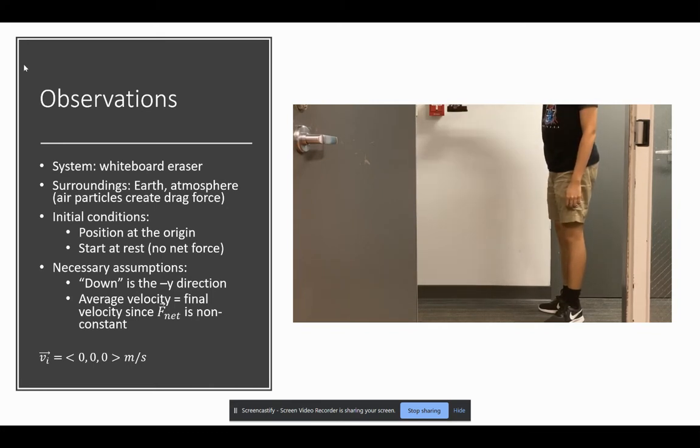The initial conditions of the eraser is at rest and at the origin at t equals 0 seconds, and it is assumed that it falls along the negative y-axis. For the sake of simplifying the position update calculations, it's also assumed that the average velocity is equal to the final velocity at each time step, since net force is non-constant.